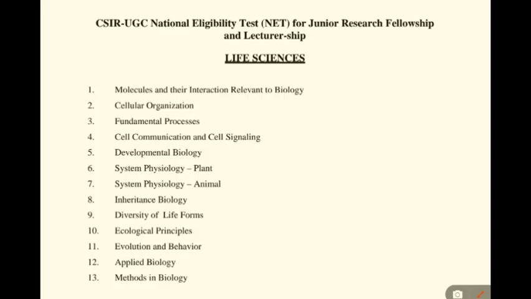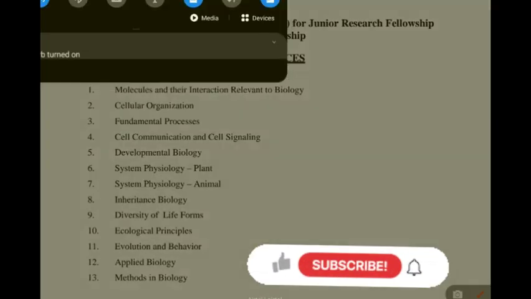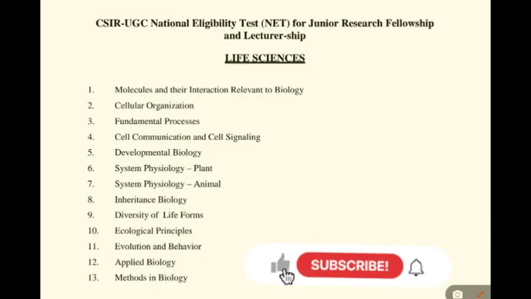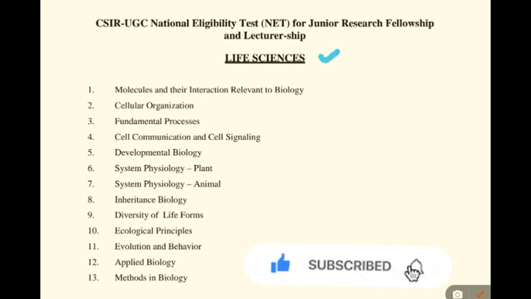Hello all, in this video we are going to see about the CSIR UGC exam with respect to the life sciences subject. We have 13 units, which include molecules and their interactions relevant to biology, that is unit 1. It speaks about biochemistry.